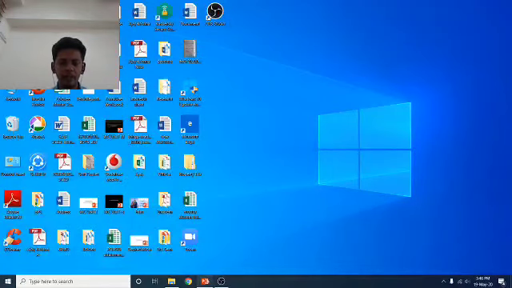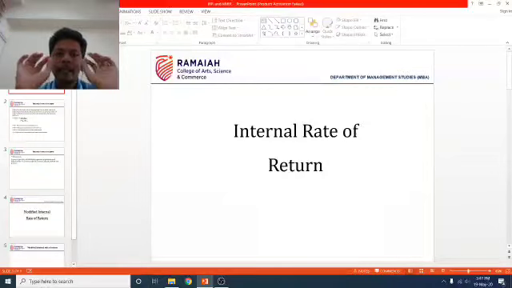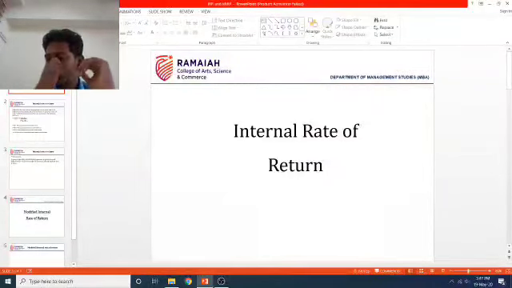In our previous session, we had seen what is NPV, how to calculate NPV, and we had also seen other techniques of capital budgeting. So in this session, we'll learn what is internal rate of return and how it works. This topic is slightly technical when compared to other methods, so pay attention.